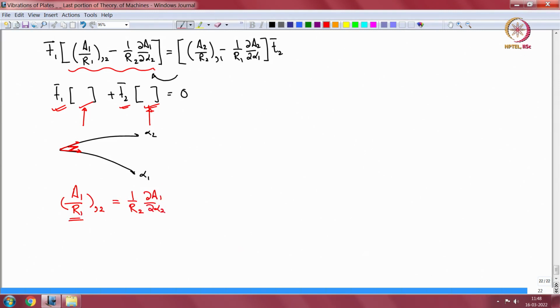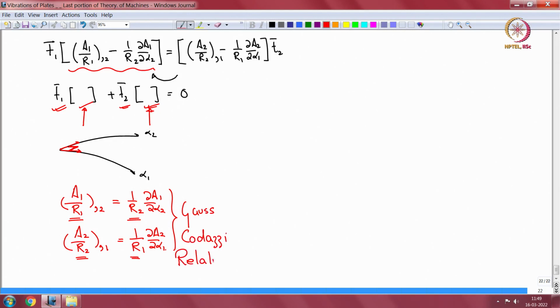See, R1 has become R2. Then A2 by R2 comma 1 is equal to 1 by R1 del A2 del alpha 1. R2 has become R1. These are the Gauss Codazzi relations. We will use them later.